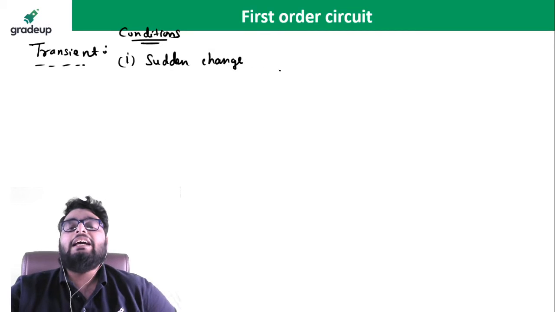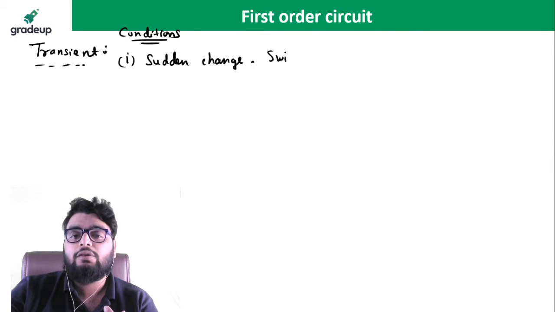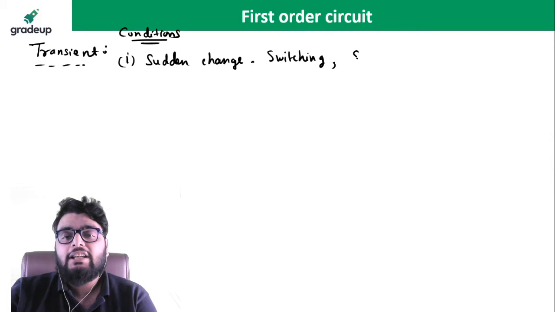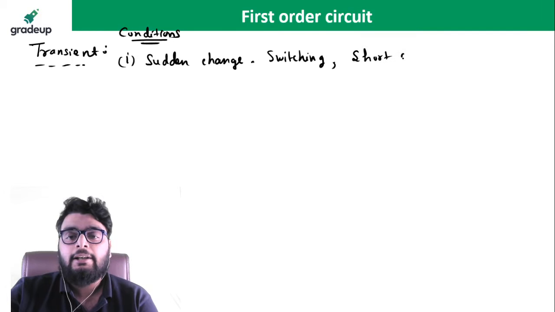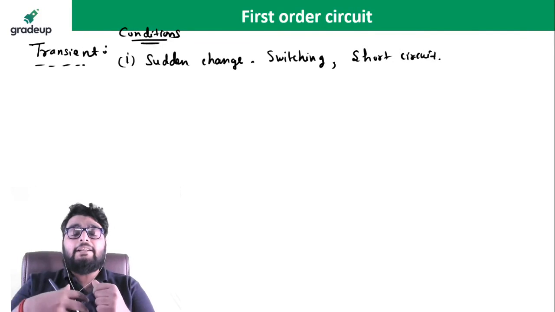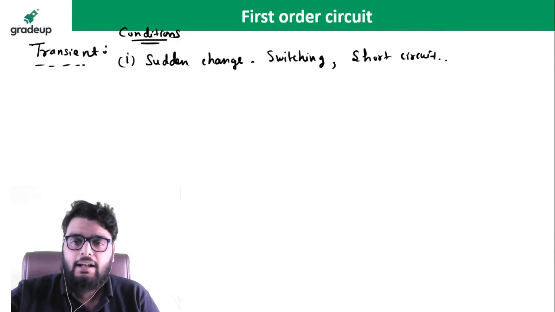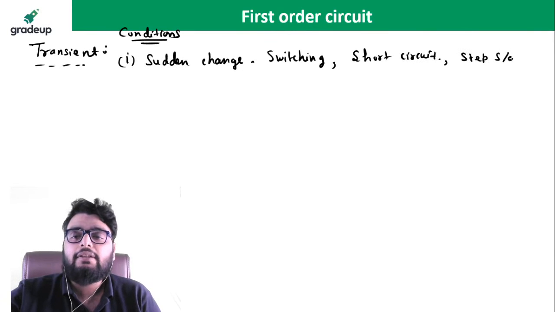Now, a sudden change can come in many ways. A sudden change can come in case of switching, when we switch the circuit on and off. A sudden change can come in case of a short circuit, because whenever a short circuit occurs, it occurs suddenly. It does not occur gradually. Next, a sudden change can occur in case of a step signal.